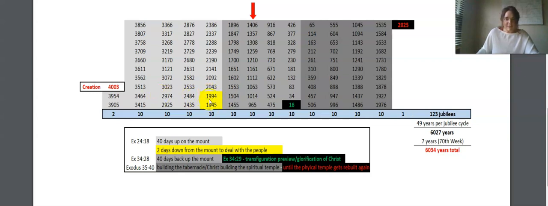So Moses is down the mount to deal with the people, and on the third day, he's back up the mount for 40 days. We read about this in Exodus 34. So Exodus 32 and 33, we're down the mount dealing with people. In Exodus 34, he's back up the mount. Exodus 34:28.